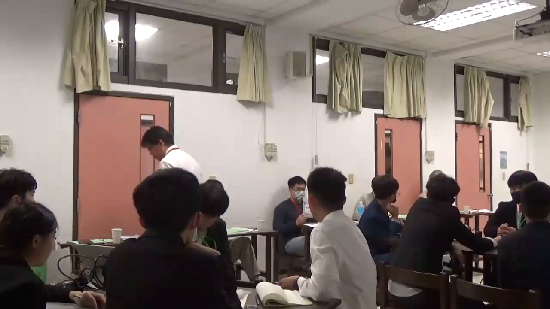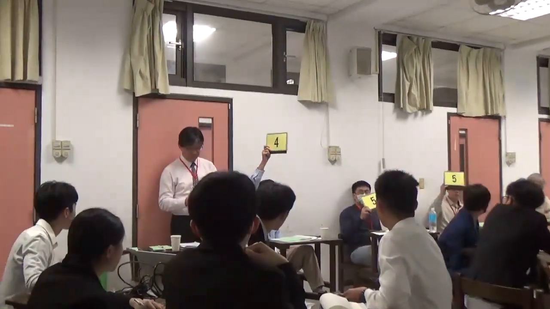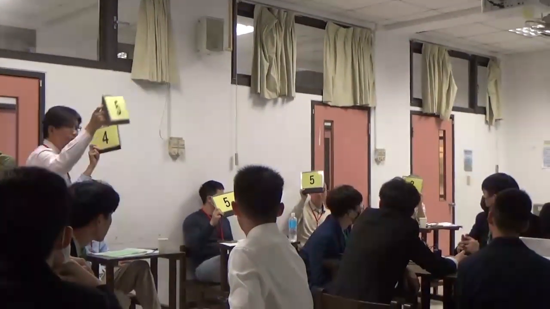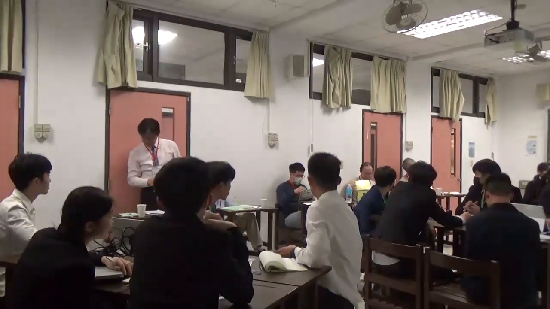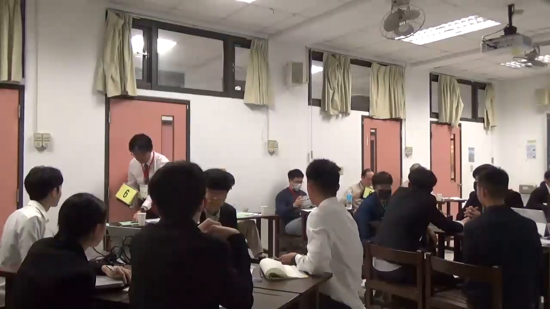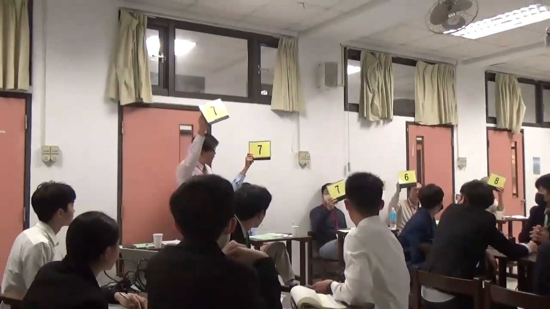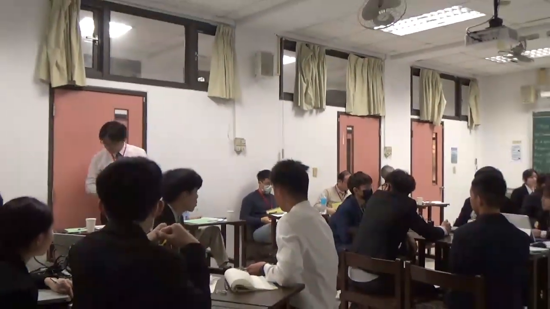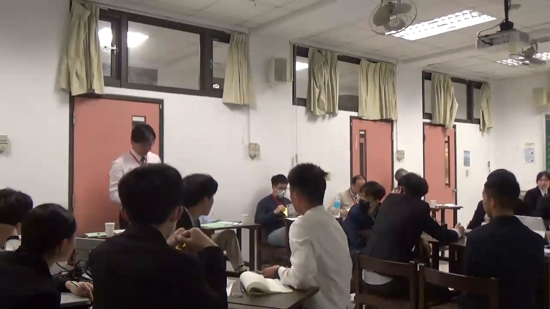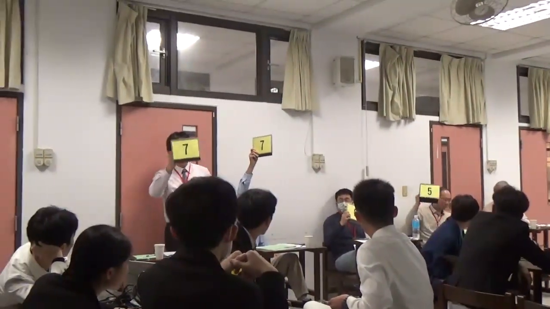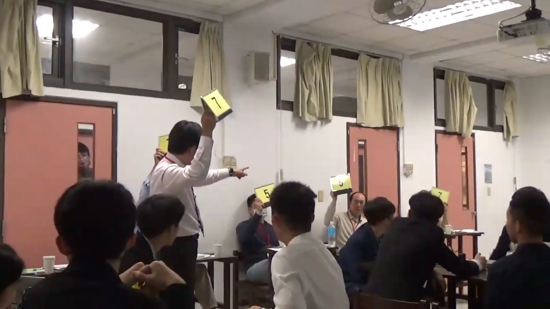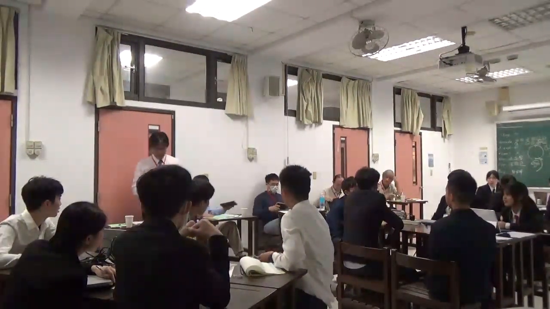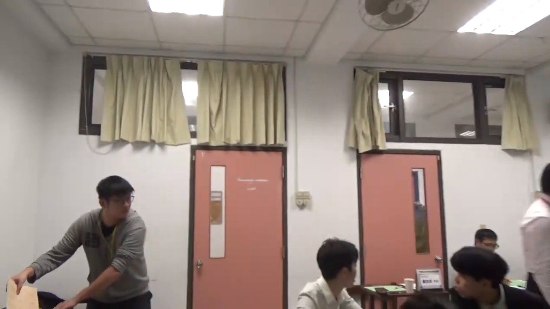Please show the score of the reporter. 5, 4, 5, 5, and 8. Next is the score of the opponent. 7, 7, 7, 6, and 8. Next is the score of the reviewers. 7, 7, 5, 5, and 7. Okay, I'm glad to announce that this will be the end.